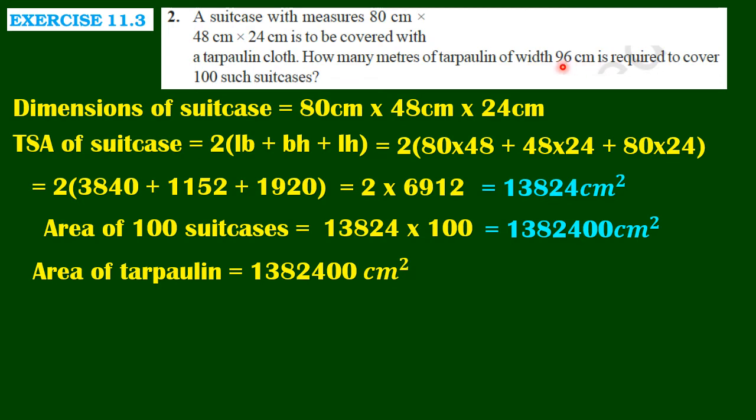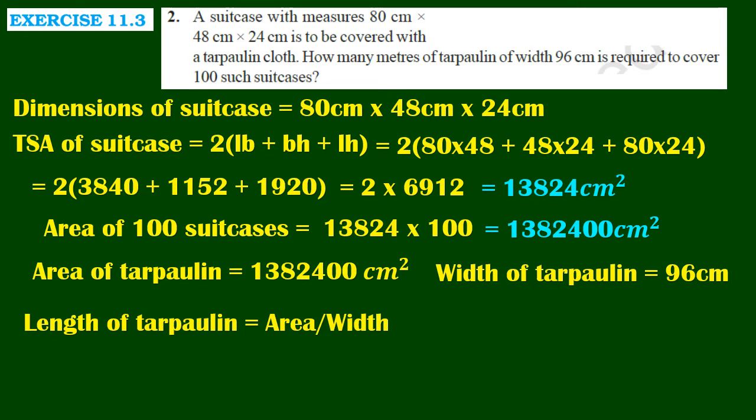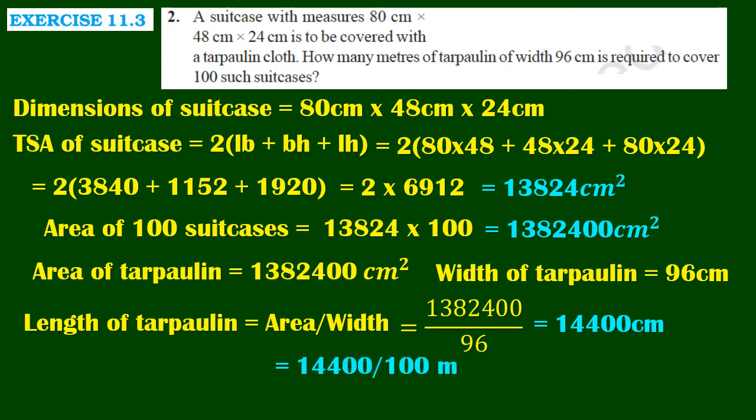So area of the tarpaulin is this much. So here width is given. So we can find the length of the tarpaulin, area divided by width. On simplification, we will get 14,400 centimeter, or we can convert it into meter by dividing by 100. So 144 meter of tarpaulin required to cover 100 suitcases of this area. Is it clear? Now let us move on to question number 3.